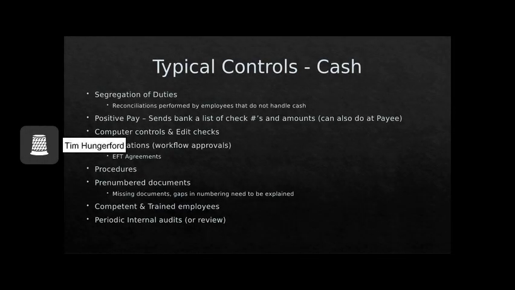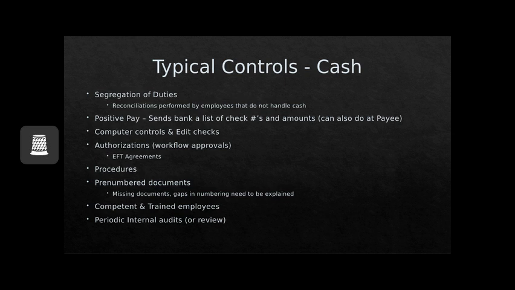Typical controls related to cash are segregation of duties. That's the big one. Again, that's where we make sure that the tasks are split up amongst people so that key functions don't overlap, so that an individual doesn't have the ability to set up a vendor, input an invoice, approve that invoice for payment. So those are key areas that we separate amongst employees to try to get some control related to the cash.